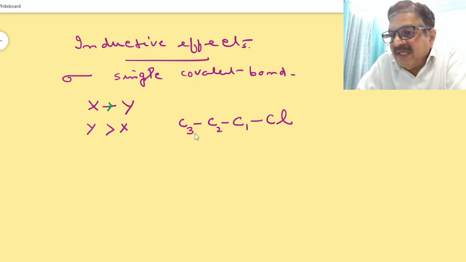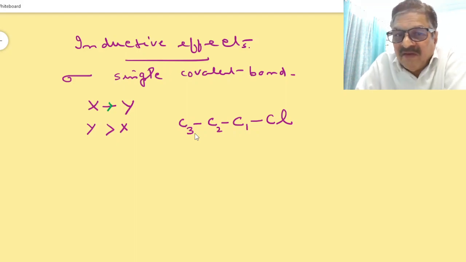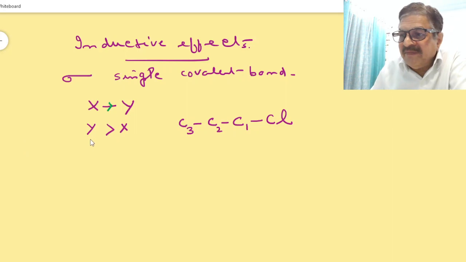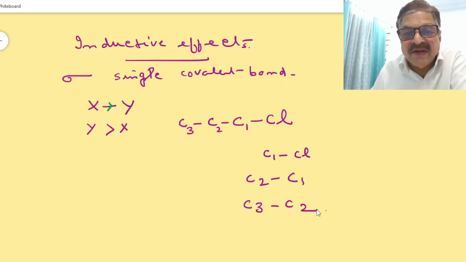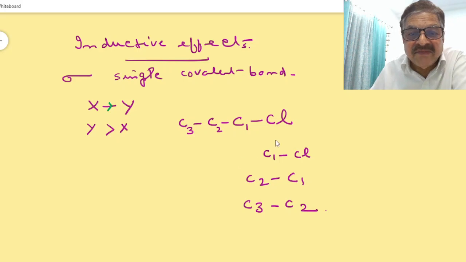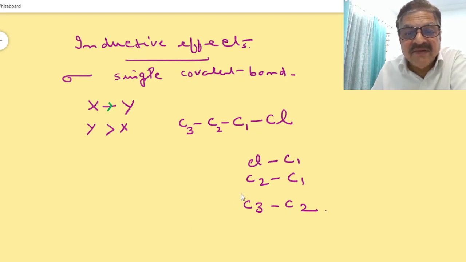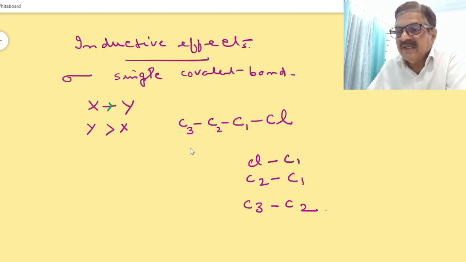It is more electronegative than carbon. Therefore, the electron pairs forming the covalent bond between the chlorine atom and C1, that is the C1-Cl bond. There is a bond like that here. Then there is a bond between C2 and C1. Then there is a bond between C3 and C2. So there are three types of bonds here: Cl-C1, then C2-C1, then C3-C2. Correct? The three bonds are here.